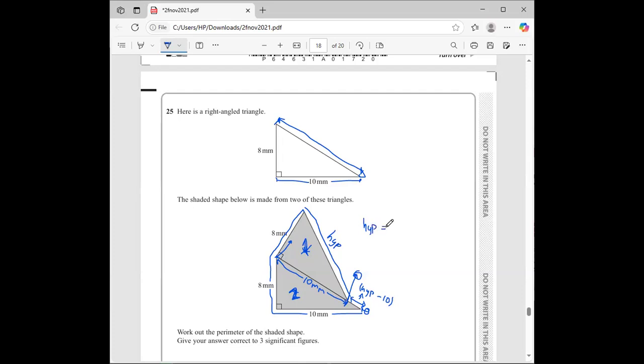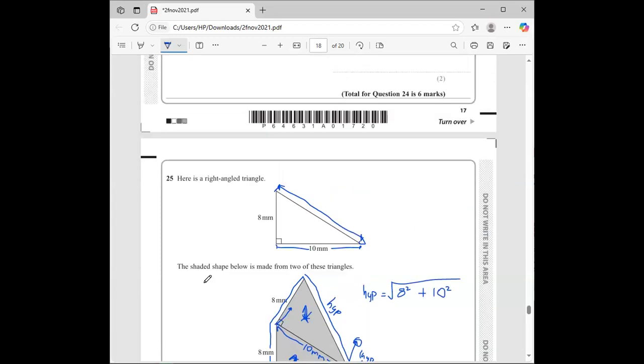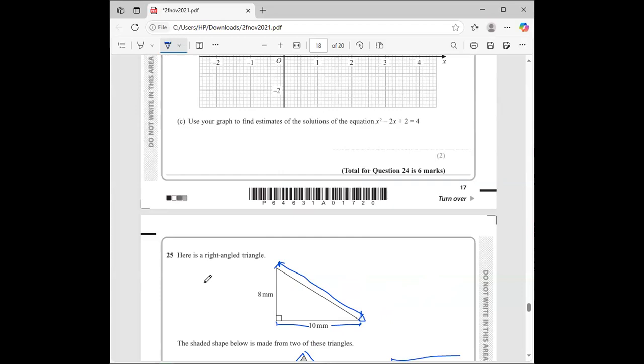So let me just put the calculation here for HYP. HYP is going to be simply equal to the square root of 8 squared plus 10 squared. So your calculator can do this for you. We're not even expecting whole numbers. That's why you see where it says here, give your answer correct to 3 significant figures. So we're expecting it to be like that. Okay, so I'm moving on. All right, so we can move on, right?